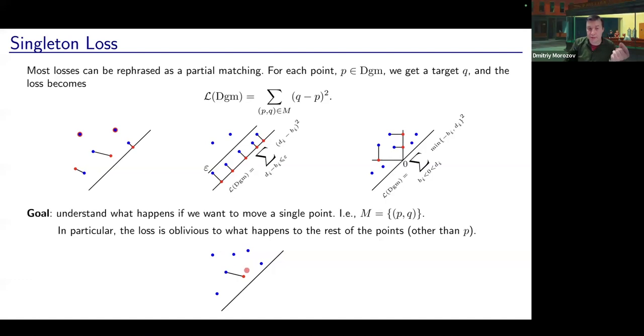So in particular, this optimization is completely oblivious to what happens to the rest of the blue points. It only cares about how this blue point moves to the red point. Okay, and so I want to understand exactly what happens in this case.